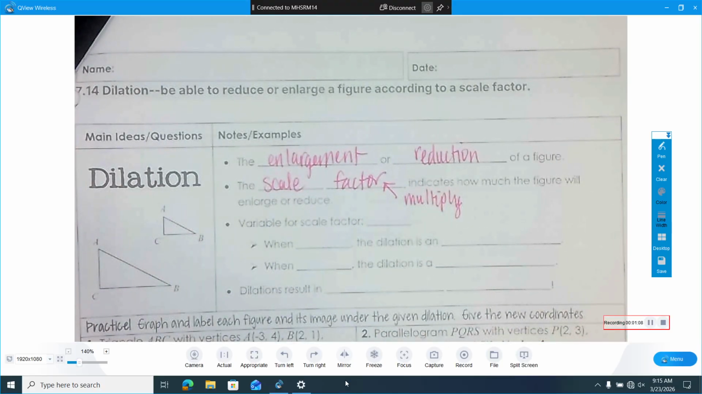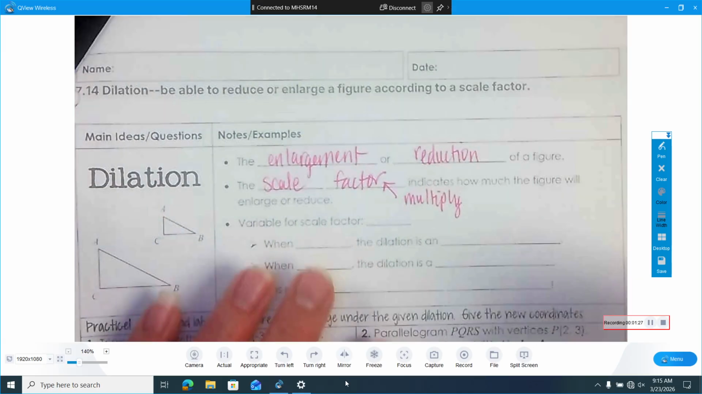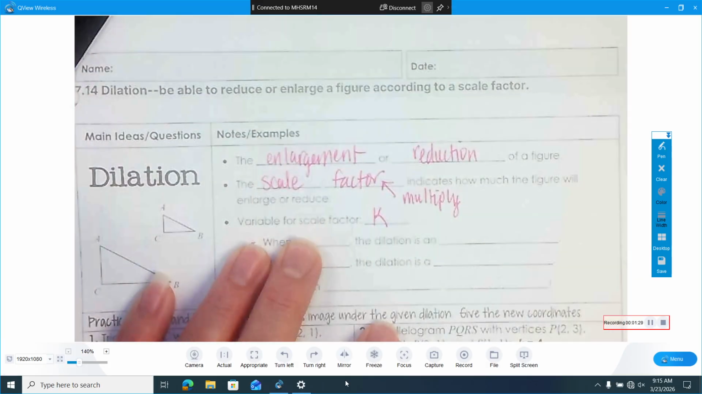And so when we have a scale factor, all we're going to be doing is multiplying things together with that scale factor. So anytime you see the word factor, it means, hey, multiply. So when we say the factors of 10, it means what two things multiply to give us 10? Well, 2 and 5. Also 1 and 10. So we use a K for our variable that represents a scale factor.